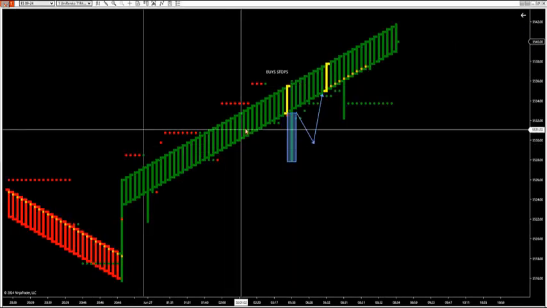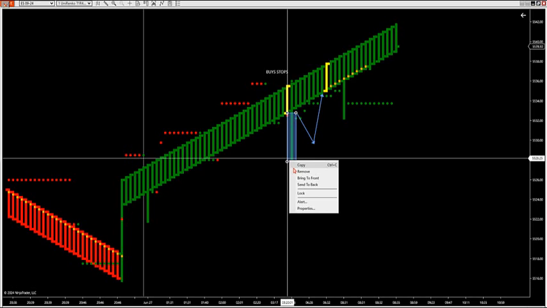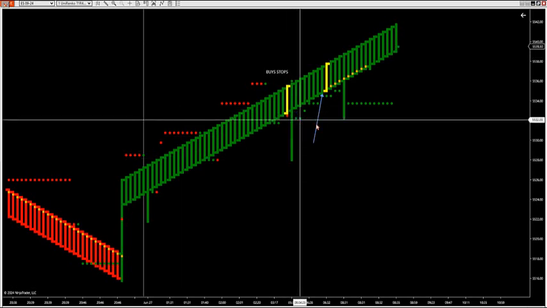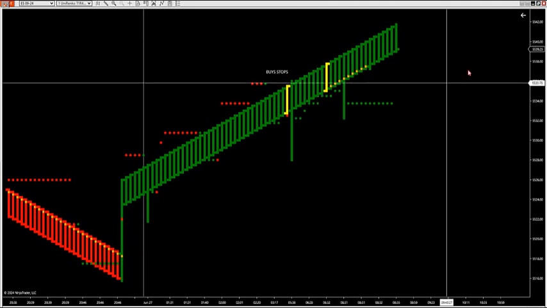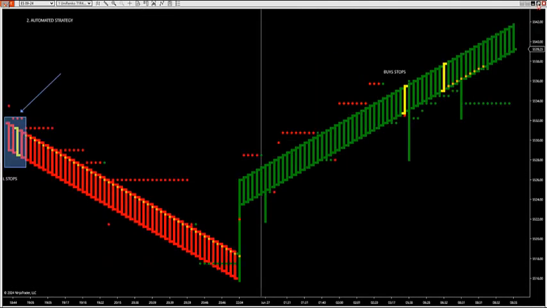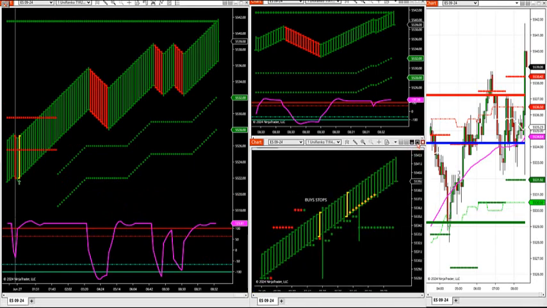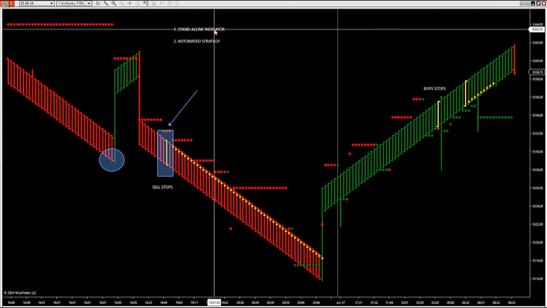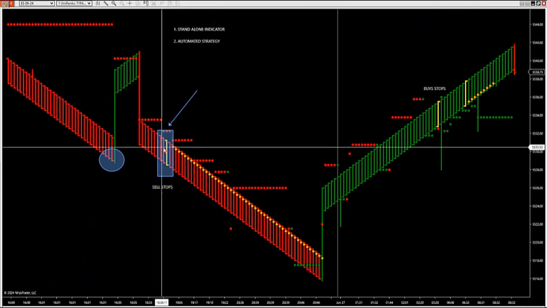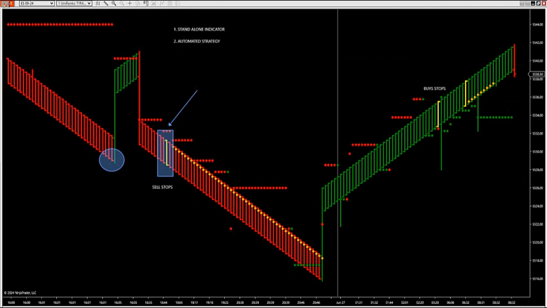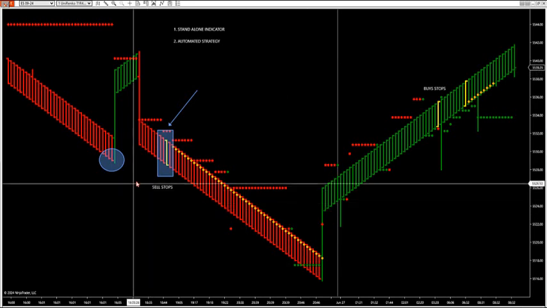So we can use this knowledge to understand what they're doing. They're grabbing liquidity. They're trying to drive it north or south in the market. Okay? So we can use that then as a standalone indicator when these fire off, or we can use it as an automated strategy. So either one you can use.